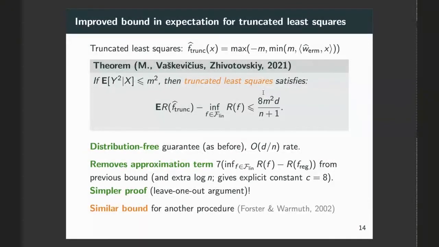Okay, and there is another procedure introduced by Forster and Warmuth, which achieves a similar bound as this one. But I will not talk too much about this other procedure in this talk, though it's mentioned in the paper. I will focus on truncated least squares for now, because everything I will say about the other one is satisfied also by truncated least squares.